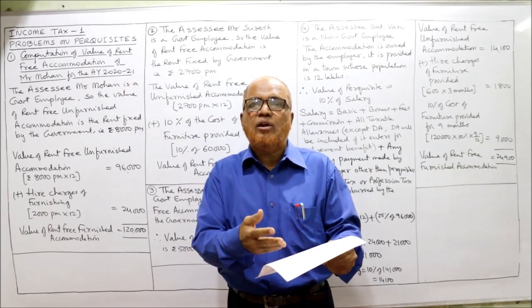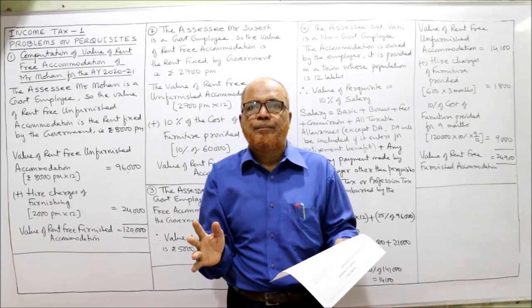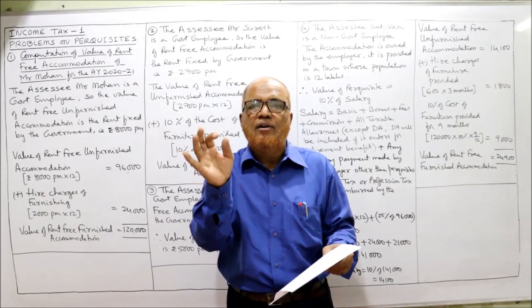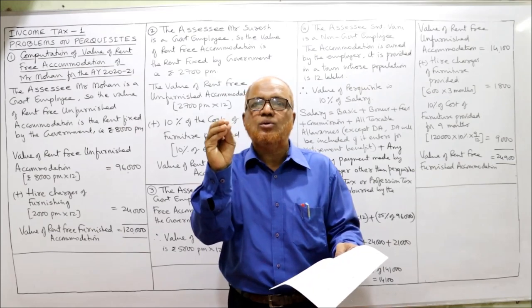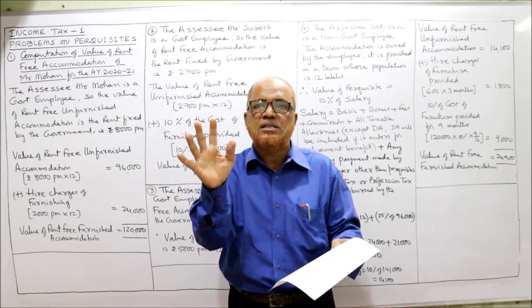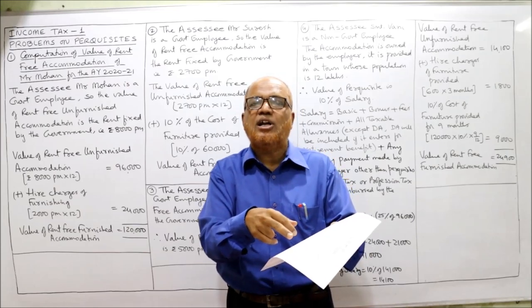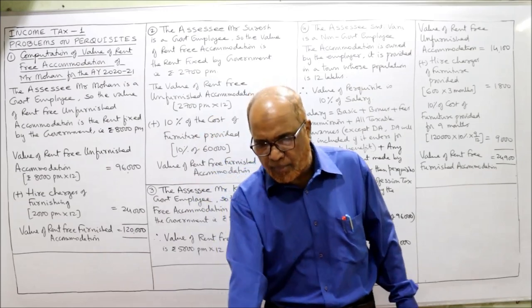Whereas fair rental value means rent of similar accommodation in the same locality. We don't require municipal rental value. We don't require fair rental. We want the government rental value. The government rental value is 5,000 per month. That's it. We don't require salary, DA, children education allowance, or entertainment allowance for calculating the value of rent-free accommodation.